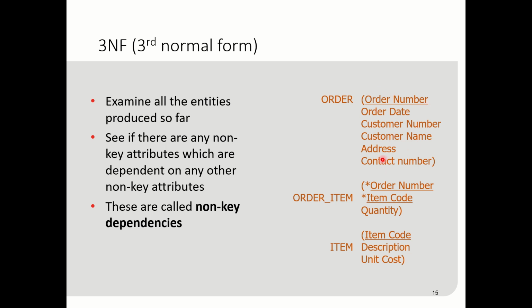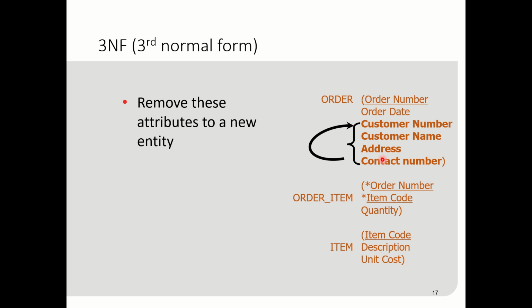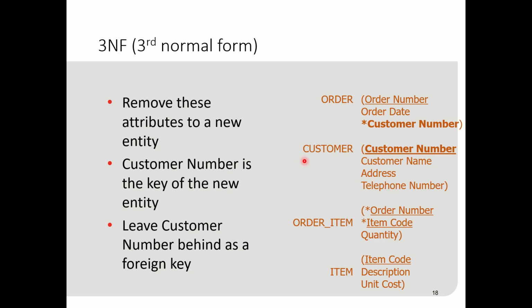So once you have identified this, you can put them into a separate table, and whichever is the primary key of this table, you give it as the primary key, because customer name is fully functionally dependent on customer number, address is fully functionally dependent on customer number, and telephone number is fully functionally dependent on customer number. So now this table is intact, but to make sure there is a relationship between both of them, you need to make sure that the customer number acts as a foreign key to this order table, right? So these two tables are related.